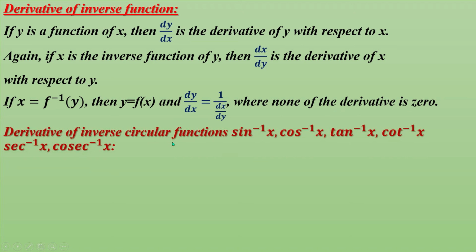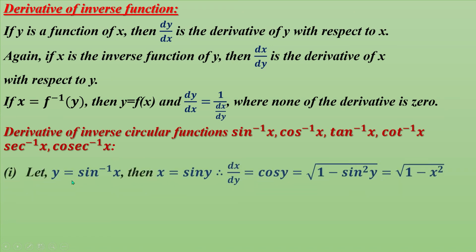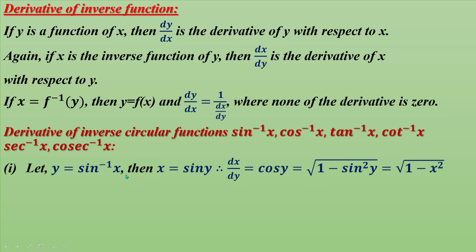Now the derivative of inverse circular functions: sin inverse x, cos inverse x, tan inverse x, cot inverse x, sec inverse x, cosec inverse x. Number one: let y equal to sin inverse x. Then x is equal to sin y. From here we can write this. Now take the derivative of this with respect to y. So the left side will be dx/dy, the right side will be cos y.